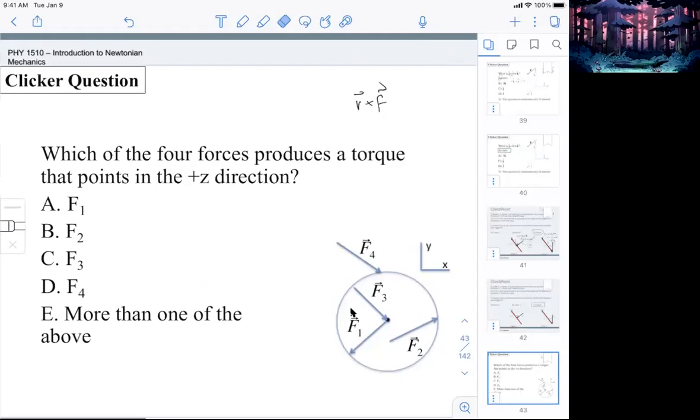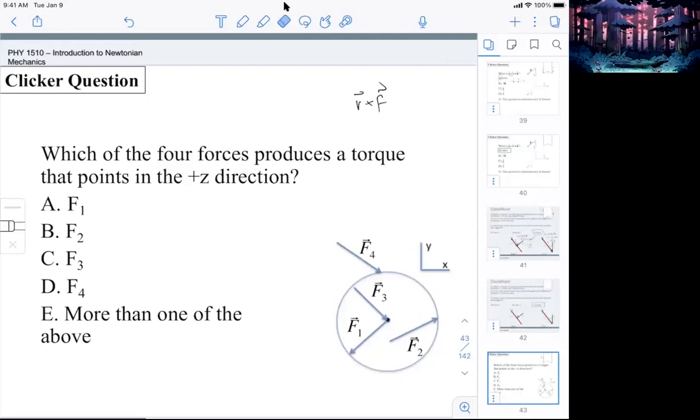All right, so let's look at F1, for example. Do you think F1 will generate a rotation? If so, in which direction will it rotate? F1 is like where you're trying to unscrew that bolt by pushing through the center. You're not going to have any rotation by pushing through the center.